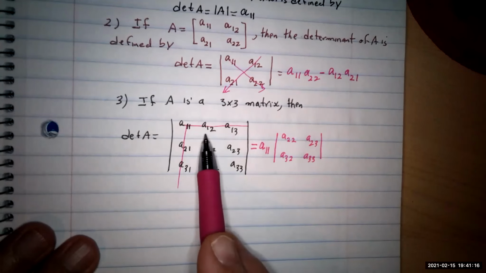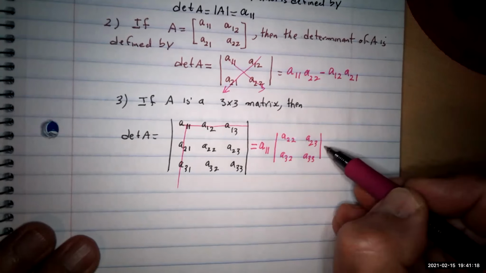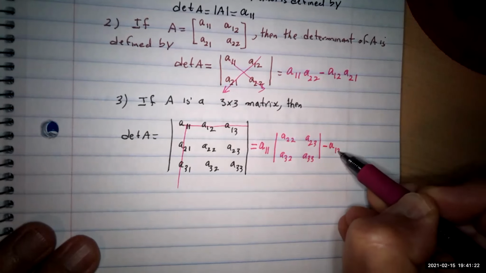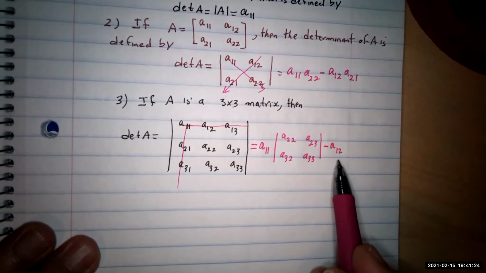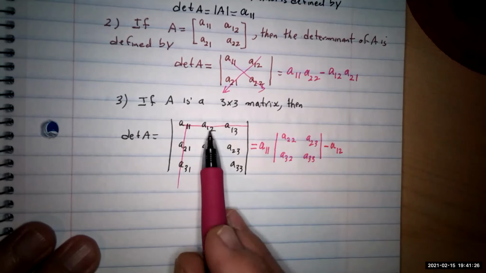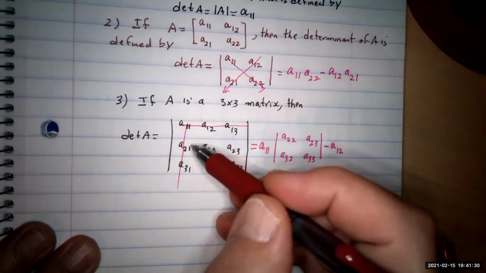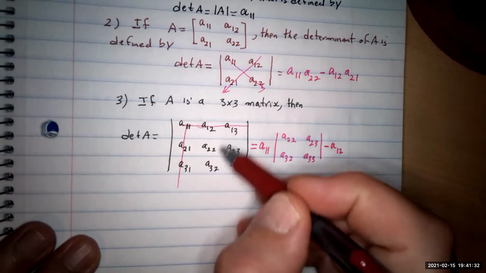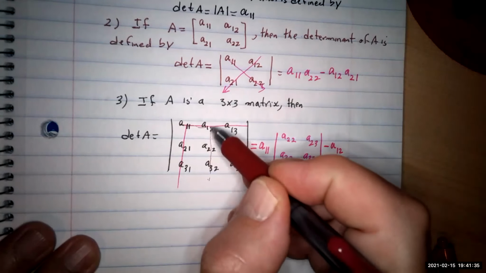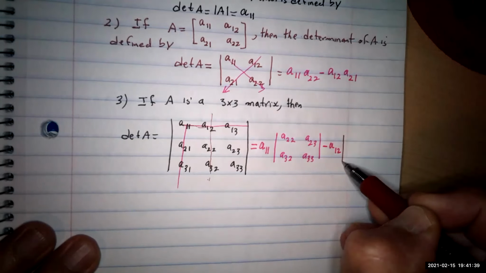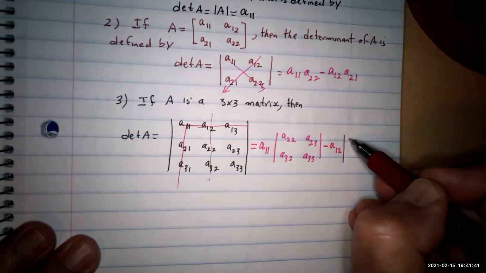Then we go with the second one. Then we use a negative sign here. The second term is going to be 1, 2. 1, 2 means we are in the first row, second column. So we eliminate the first row and the second column. If you eliminate the second column, the leftover is going to be a 2 by 2 matrix.